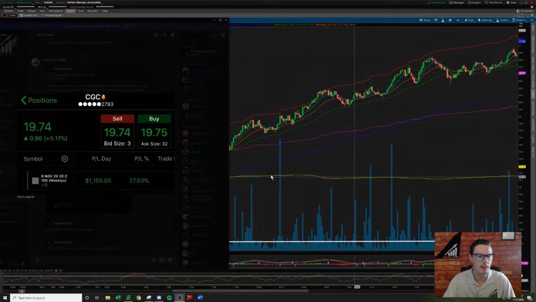I'm going to break down my $1,155 trade on ticker CGC. 2793 is my account number. I'm showing you this to verify the profits. It's not fake profits. These are real profits, not a paper trade.